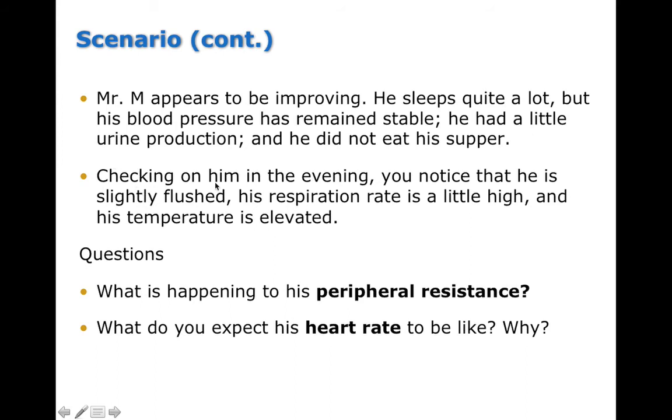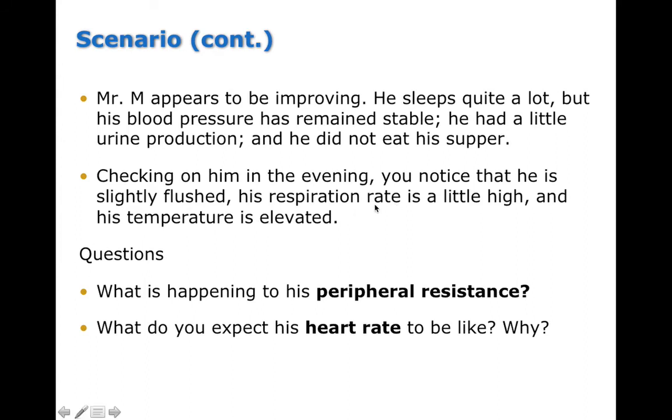Now, this next part here says, checking on him in the evening, you notice that he is slightly flushed, his respiration rate's a little high, and his temperature is elevated. Now, if these are occurring, this is going to be consistent with an immune reaction, right? When you start talking about being slightly flushed through vasodilation, having a higher respiration rate due to possibly even lysis of some red blood cells, and then having a higher temperature also is a systemic manifestation of inflammation.